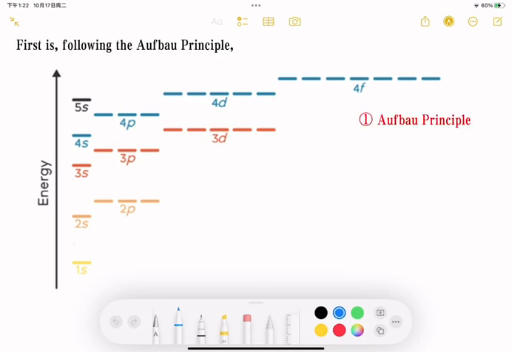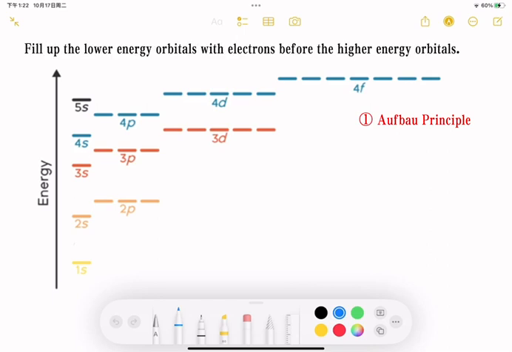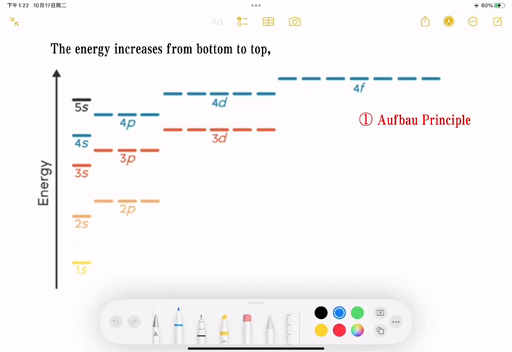First is following the Aufbau principle. The Aufbau principle states that an atom is built up by the addition of electrons. Fill up the lower energy orbitals with electrons before the higher energy orbitals. The energy increases from bottom to top. The energy at this side is the lowest energy.